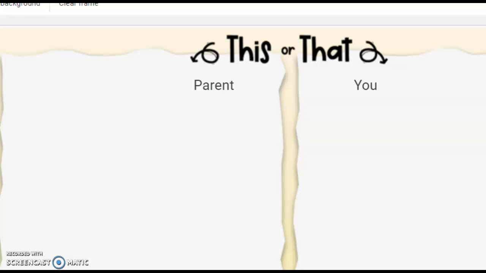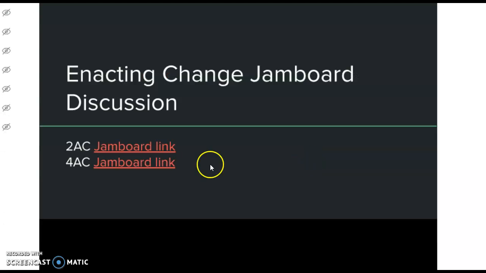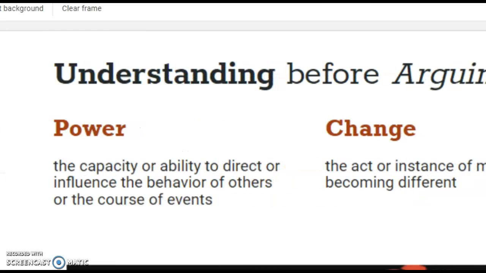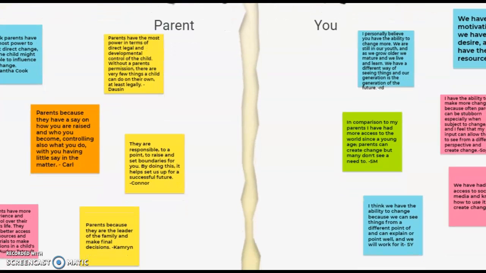And for 4AC, it's blank because we haven't done it yet, but for 2AC, you'll see there's already some responses there. You can get an idea of what this looks like. Okay, so if you weren't here, I'll be grading your written responses.